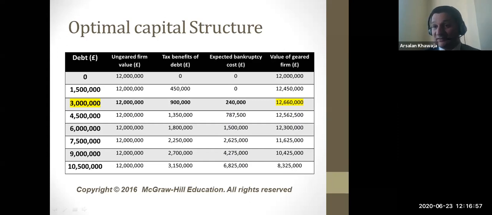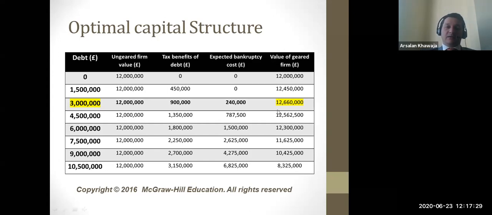That is what we say is the optimal capital structure decision, that at 3 million pounds worth of debt, the value of the firm was maximum. So this is something that an entrepreneur has to decide: where do I cut off? Where do I say that, okay, this is the maximum value of debt that I am going to go ahead with? This one over here.